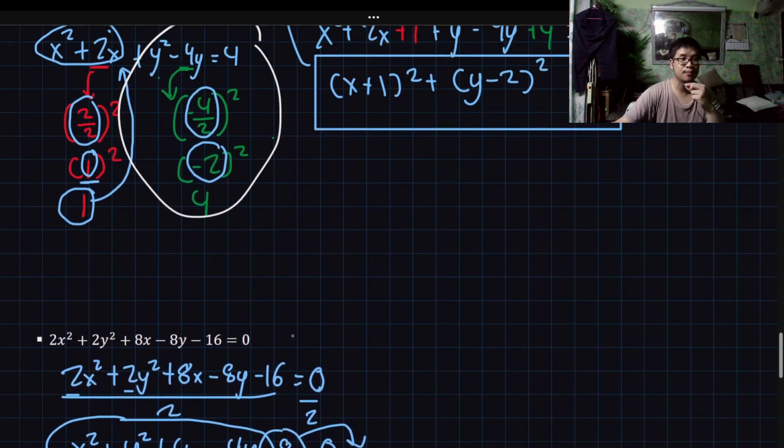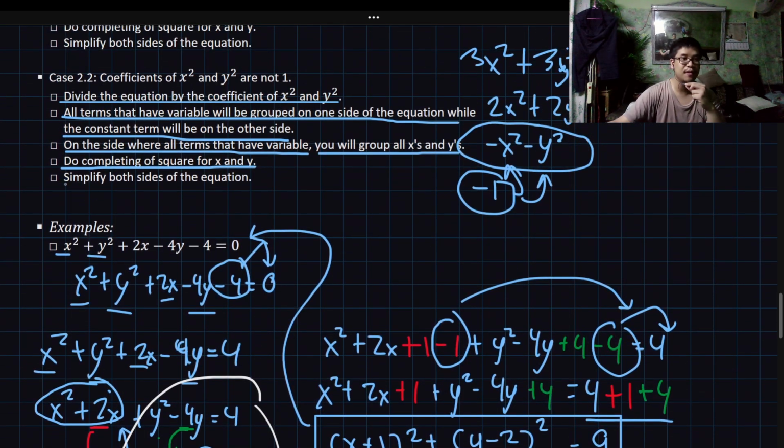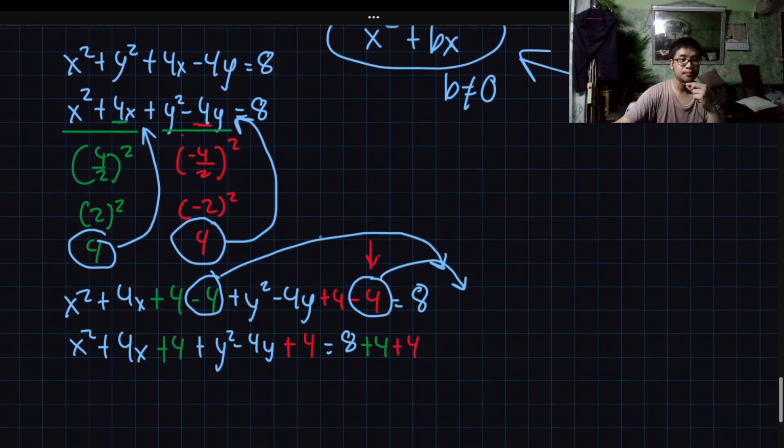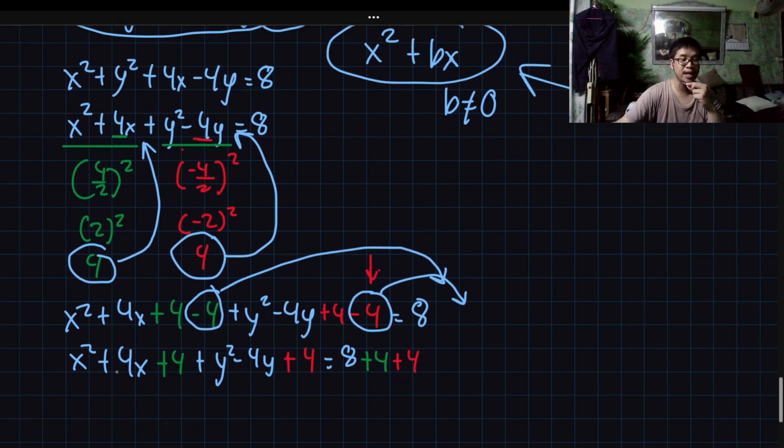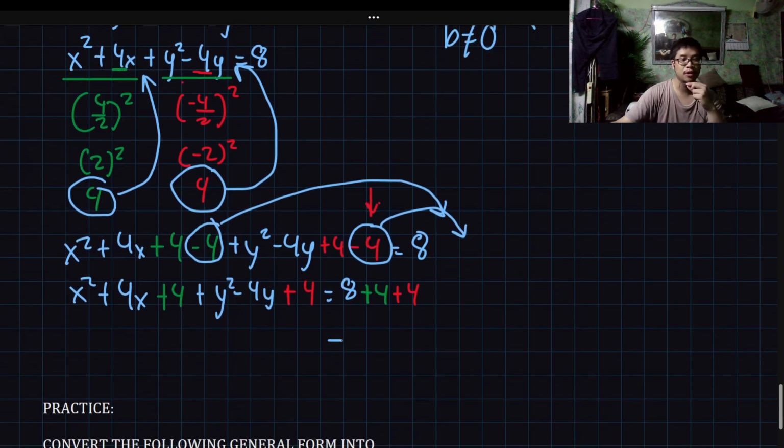Then the last step, we simplify both sides of the equation. So we have x squared plus 4x plus 4 and y squared minus 4y plus 4 and 8 plus 4 plus 4. Let's start first on the right side. The right side is easy, just add them. 8 plus 4 is 12, plus 4 is 16. So you have 16.